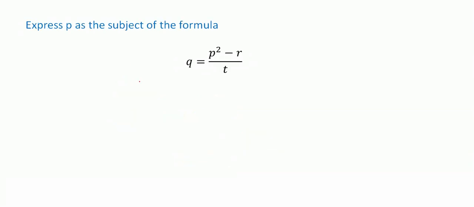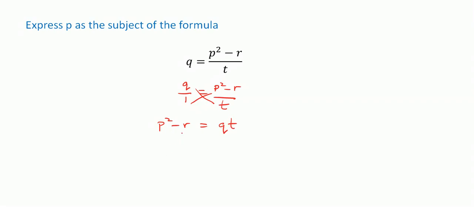In this example, we want to make P the subject of the formula. So we have Q is equal to P squared minus R over T. Again, we should write this as a fraction on the left hand side. So we put Q over 1 is equal to P squared minus R over T. And we have a fraction being equal to another fraction. So we simply cross multiply. And we want to make P the subject of the formula, so we need to make sure that the P is on the left hand side. So I will write it as P squared minus R is equal to QT.